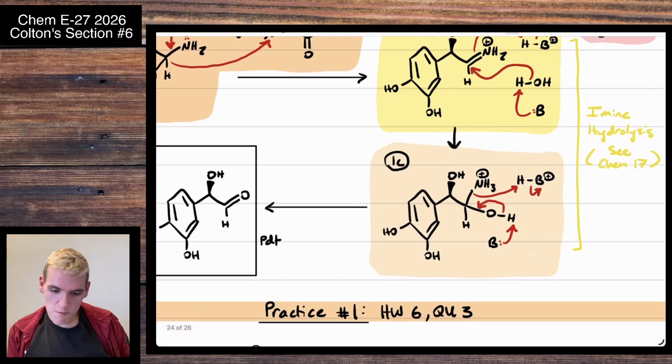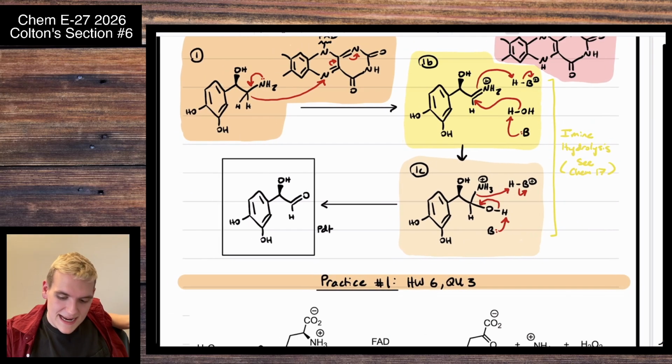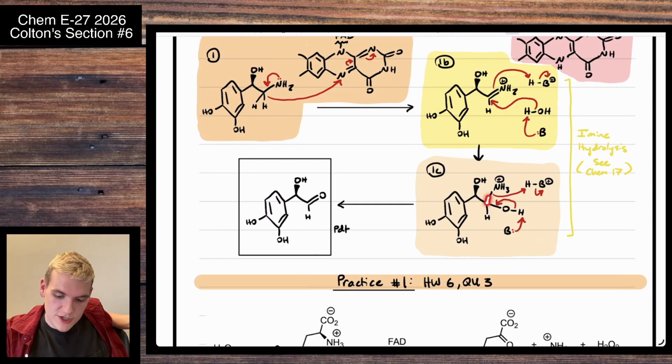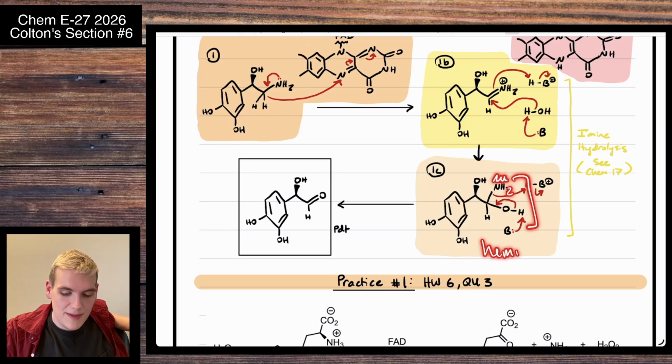But once we do this, we have made this tetrahedral intermediate structure where we have an OH and then we have an amine here. And the neutral version of this, if it's NH2, this is called a hemi, like halfway there, because we're halfway through the reaction. And then amine, a hemiaminal.